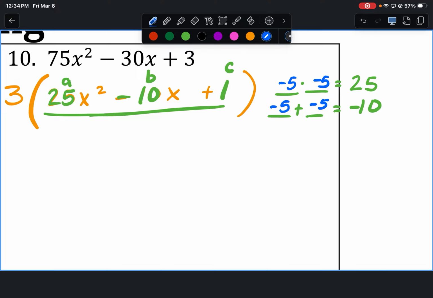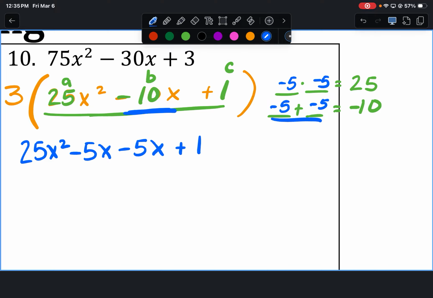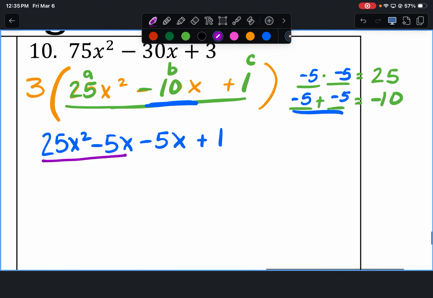Can I use the shortcut for this one? No. So we're going to write 25x squared minus 5x minus 5x plus 1. Remember, all we do there is rewrite the middle term using our 2 factors. Now what? Group. So we're going to look at the first 2. What is the GCF of the first 2? 5x. Which leaves us with 5x minus 5.